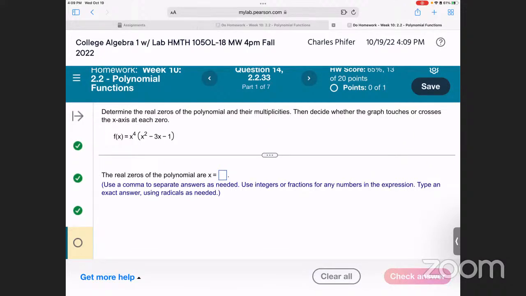The zeros here, we need to use the quadratic formula. The first zero is simple: x to the power of 4 equals 0. That one's going to be 0. But for the second one, we should probably use the quadratic formula. I'm going to type it here.